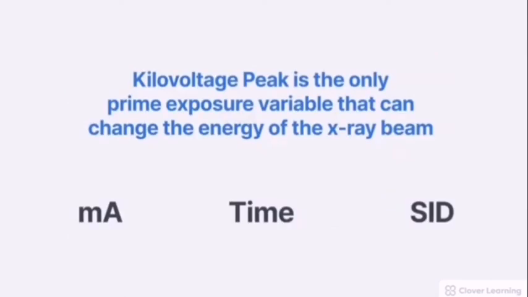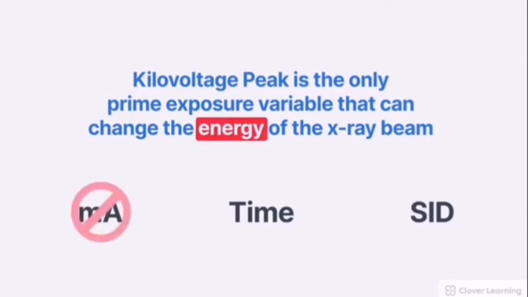kVp is unique for this reason. It is the only prime exposure factor that can change the energy of the X-ray beam. No other variable can do that. The mA cannot change the energy of the X-ray beam, the exposure time does not change the energy of the X-ray beam, and the distance, or SID, does not change the energy of the X-ray beam. Only the kVp controls the maximum energy of the X-ray beam.